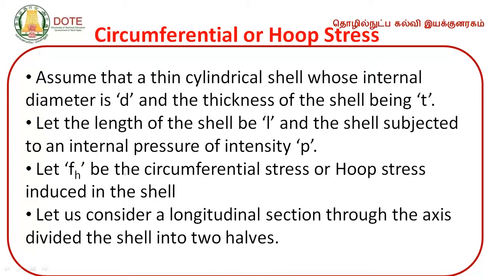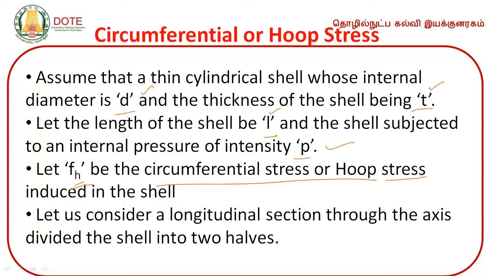Assume a thin cylindrical shell whose internal diameter is D, the thickness of the shell is T, and the length of the shell is L. The shell is subjected to an internal pressure of intensity P. FH is the circumferential stress or hoop stress induced in the shell.